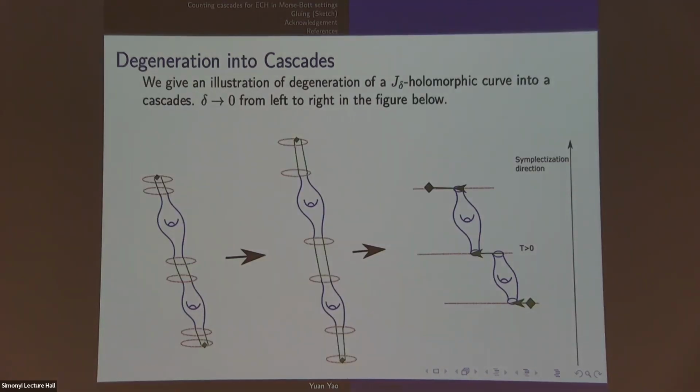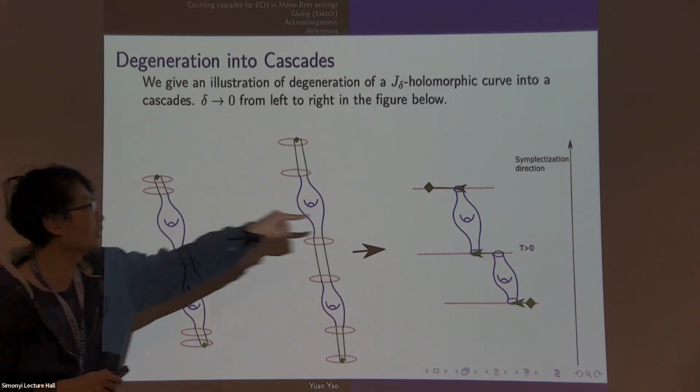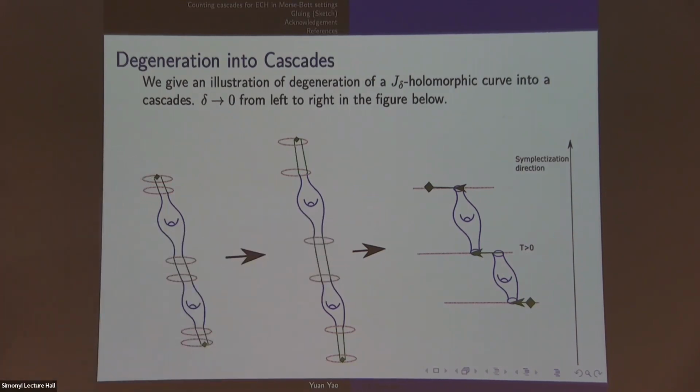So let me explain how this picture arises. Why do holomorphic curves degenerate into cascades? I've shown a holomorphic curve where delta is going to 0 in this direction. You start with a holomorphic curve and its ends are asymptotic to critical points of your function f.